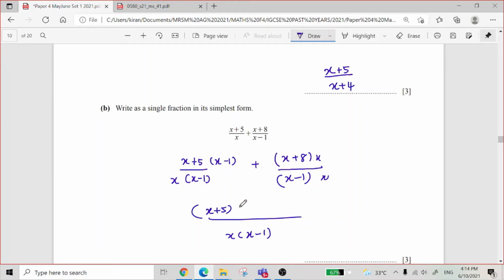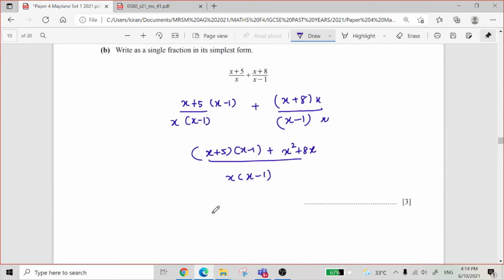Okay, and then we expand this part, x squared plus 8x. So this one we expand, then we get x squared, okay, minus x plus 5x minus 5, and then x squared plus 8x. Okay, so we have here, and then we simplify. So we have 2x squared. Okay, and then negative x plus 5x, we get 4x. 4x plus 8x, we get 12x minus 5.